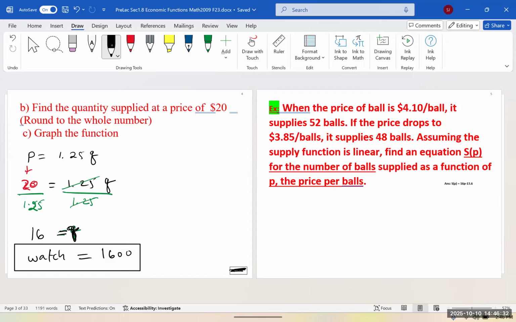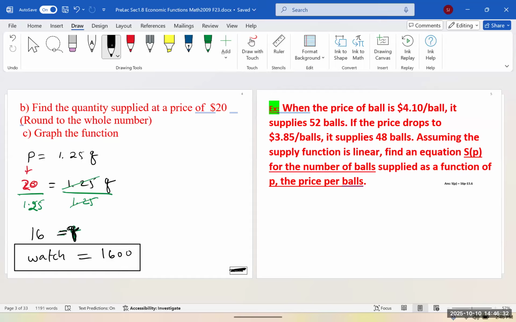Now this scenario is a linear function. They are asking us to write an equation S of P equals something times P plus something. So it's like y equals mx plus b. Find out what your m is and what your b is. This is what they want us to write: find your slope and your y-intercept. Linear means y equals mx plus b. So what is your idea? What do you do? We did a very similar example in section 1.2.